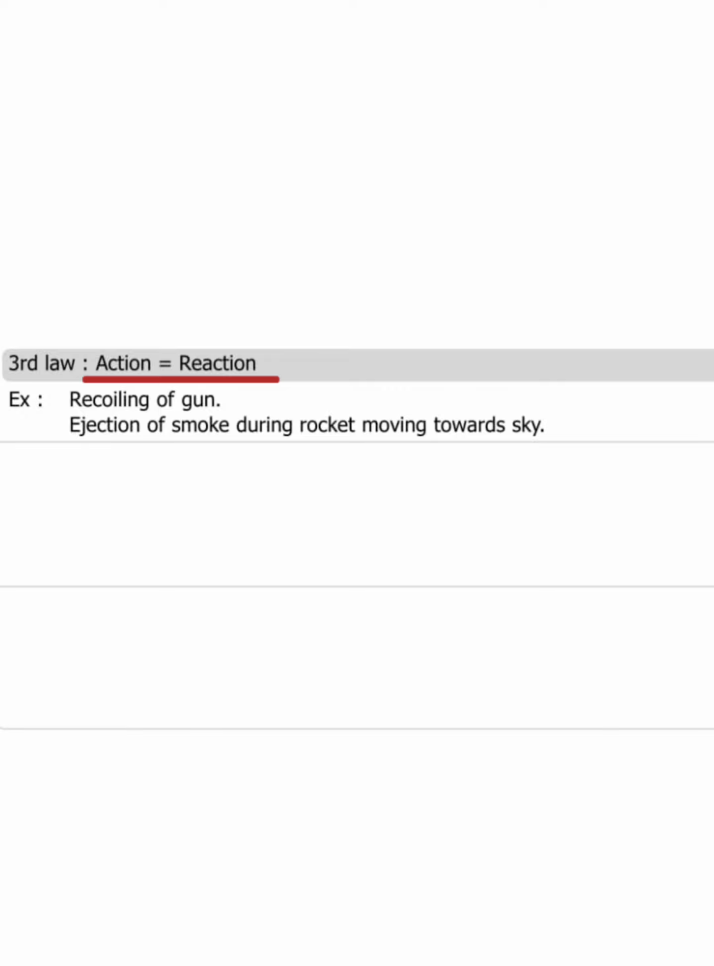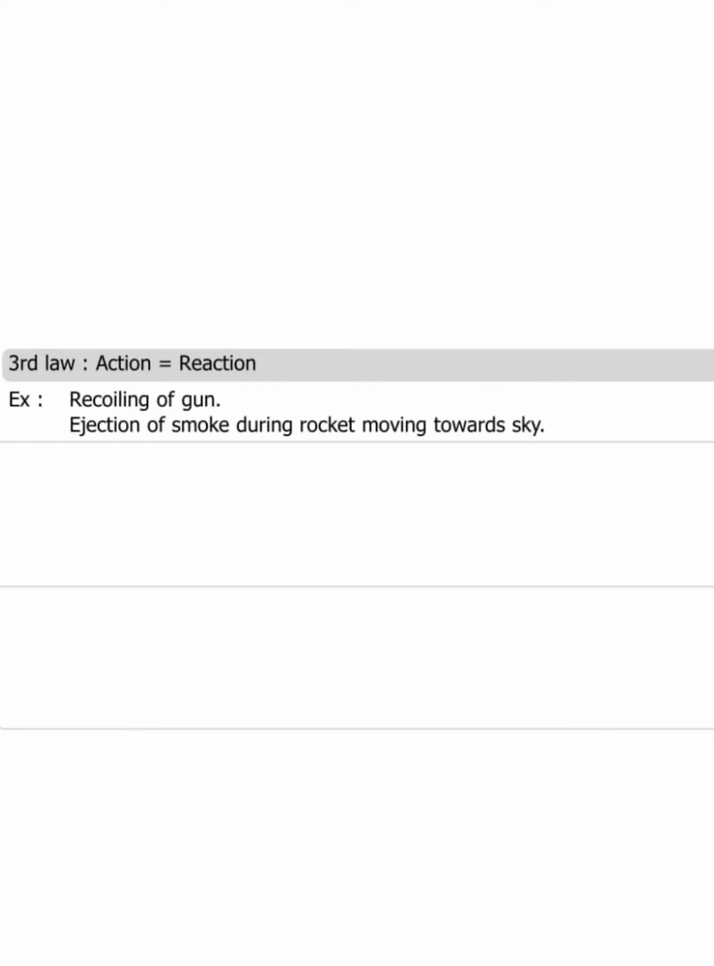Newton's third law is just action equal to reaction. Third law means action equal to reaction. For every action, there is an equal and opposite reaction. For example, throw a ball at the wall. It comes back with the same momentum.